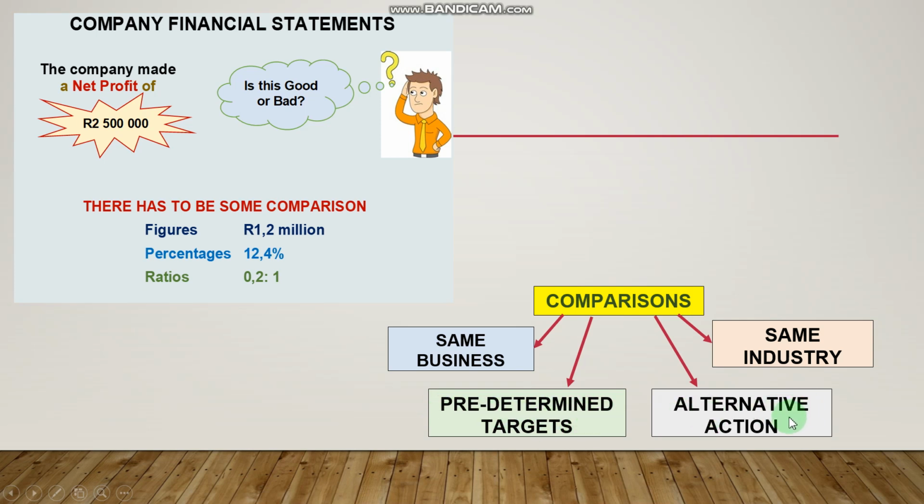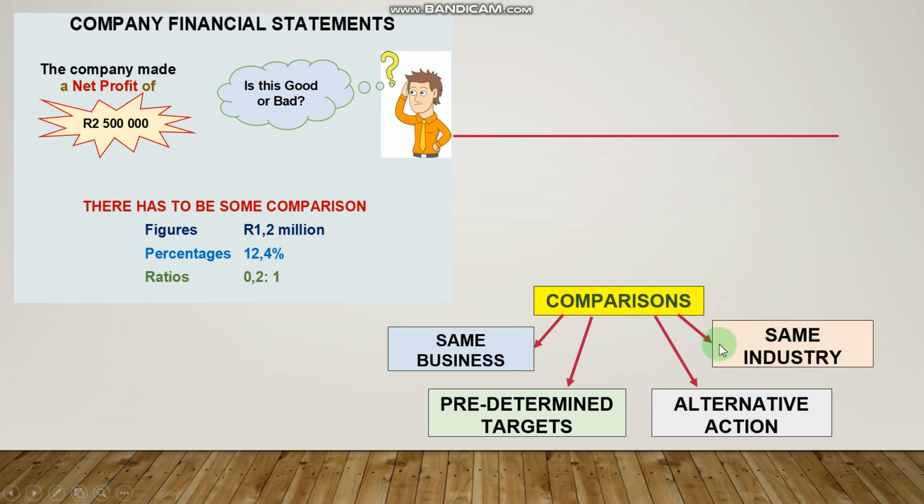An alternative action is if I could have done something else instead of what I've done here. For example, if I invested money in this business instead of a fixed deposit, that's an alternative action. Or I borrowed money, it did not work, I increased the non-current liabilities. Should I have issued more shares in place of borrowing? So that's where you get a case of alternative action.